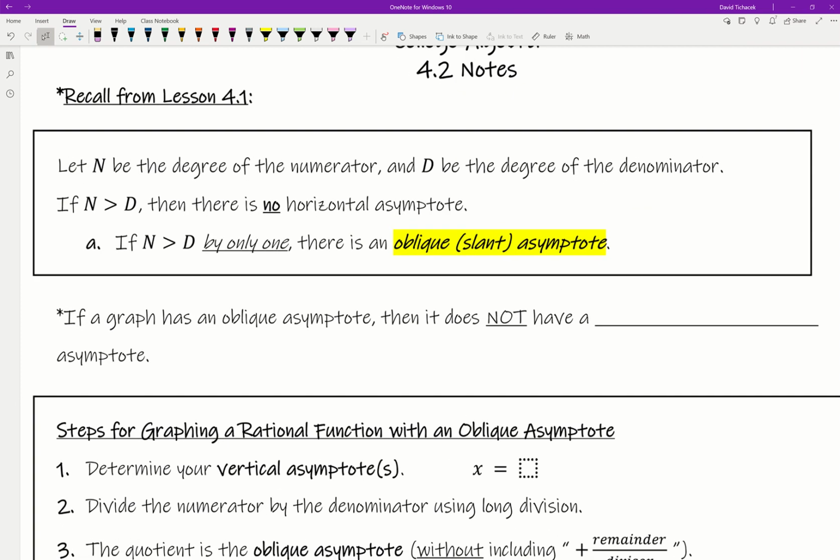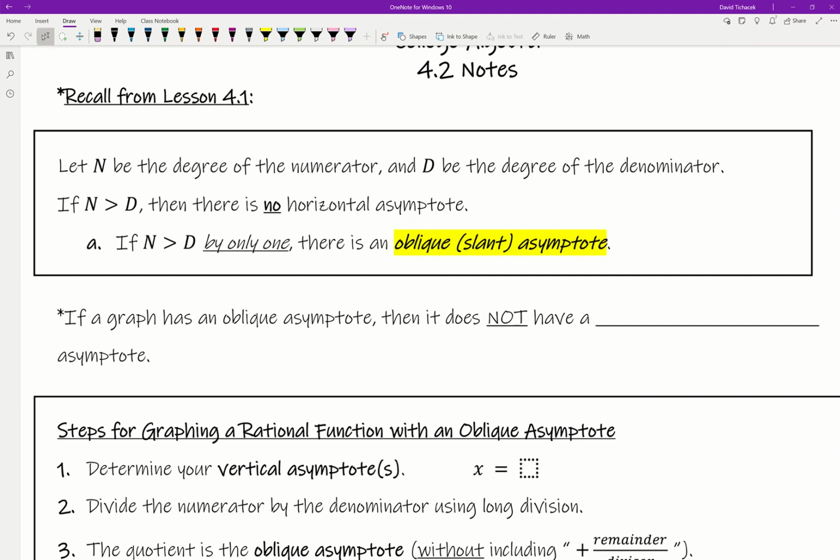So you may remember from the last video lesson that if we take a look at a rational function, which remember is just a polynomial over a polynomial, the degree of the polynomial in the numerator on top, we denote as capital N, and the degree of the denominator is going to be capital D. And what we said in the last video is in the case of horizontal asymptotes, that if the degree of the numerator is larger than the degree of the denominator, then that automatically means that you don't have any horizontal asymptotes to worry about.